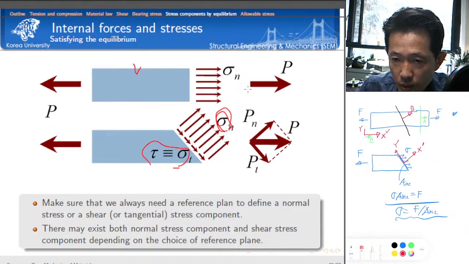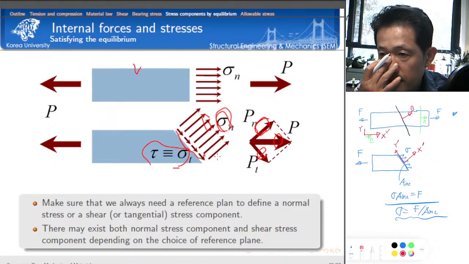So here what we want to do is decompose this vector into two different components, the normal direction and the tangential direction. If you divide this normal force component by this area, then we can obtain the normal stress magnitude and then the shear stress magnitude. So everything comes from the equilibrium consideration.